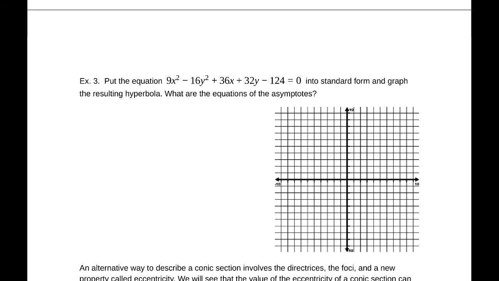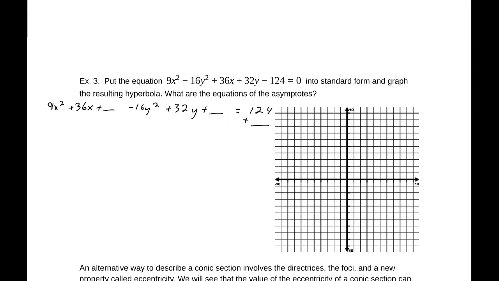Put the equation 9x squared minus 16y squared plus 36x plus 32y minus 124 equals 0 into standard form and graph the resulting hyperbola. And then we'll want to find the asymptotes. All right. We're going to complete the square again. So 9x squared plus 36x plus something yet to be determined minus 16y squared plus 32y minus 124. Actually, let's move the 124 to the other side.